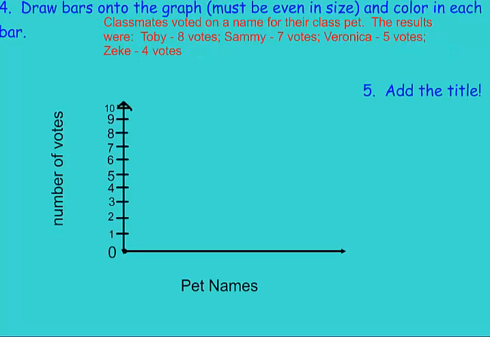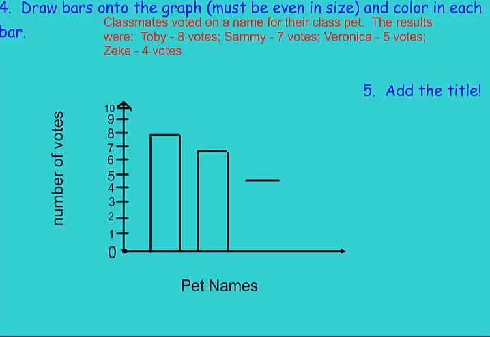Next, we should draw the bars on the graph. You need to make sure you're using a straight edge to do this, and you will have graph paper. So the first one we're going to draw is Toby at 8 votes. So I go across to 8, and I'm using my straight edge to make my ruler. Then Sammy at 7 votes. So the bar must be a little bit shorter. We have Veronica at 5 votes.